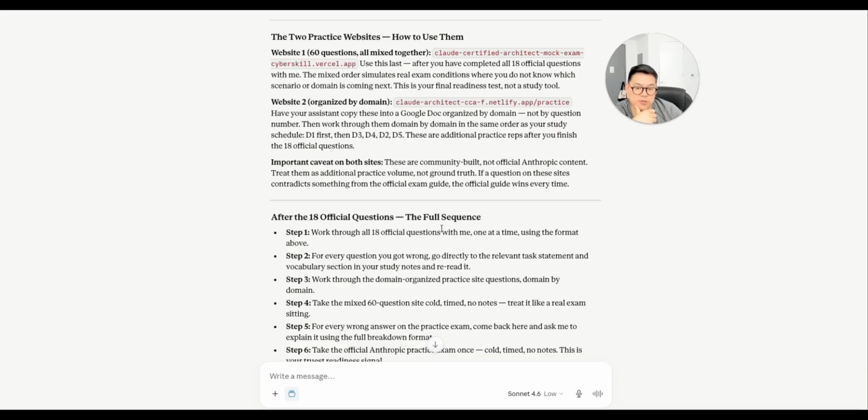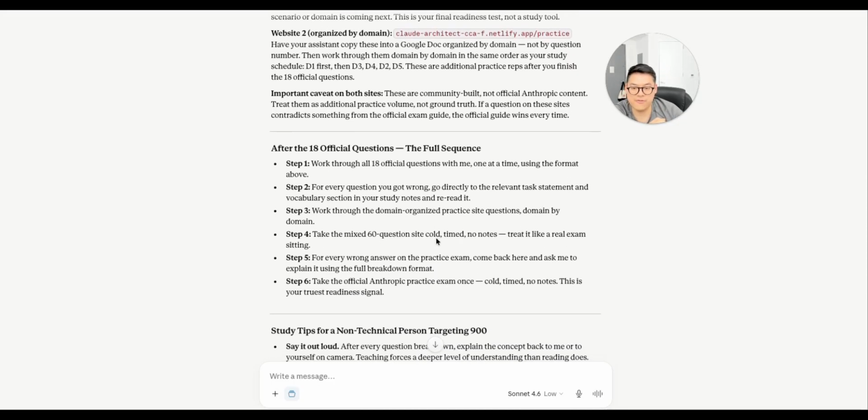Important caveat on both sides. These are community built, not official Anthropic content, so treat them as additional practice volume, not ground truth. If a question on these sites contradicts something in the official guide, the official guide wins every single time. After the official 18 questions full sequence, work through all 18. Okay, done. Work through the domain organized practice site questions, domain by domain.